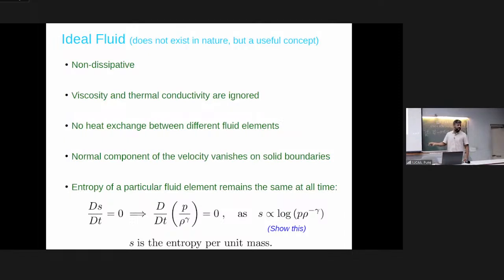Yeah. So can you use your standard thermodynamics and statistical mechanics to show that the entropy can be written in terms of log of P by rho to the gamma? Gamma is the usual Cp by Cv. Then only I can write that dS/dt, the derivative of entropy, must be 0.